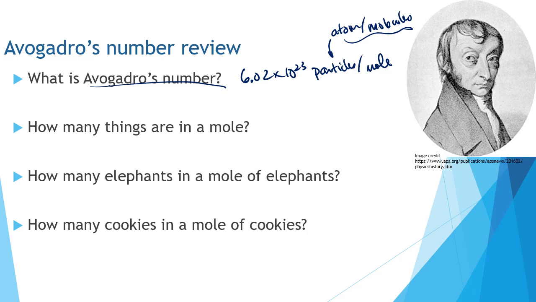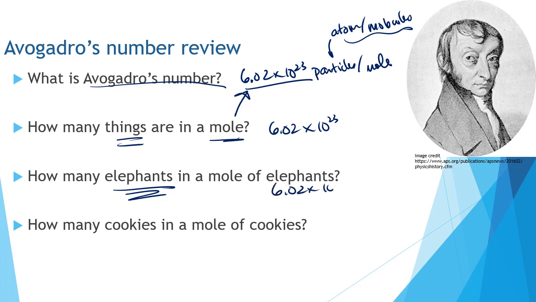So Avogadro's number, 6.02 times 10 to the 23rd. How many things are in a mole? Well, there's Avogadro's number of things in a mole. There are 6.02 times 10 to the 23rd things in one mole. Things like atoms or molecules or even elephants. How many elephants in one mole of elephants? There are 6.02 times 10 to the 23rd elephants in one mole of elephants. How many cookies in a mole of cookies? There are 6.02 times 10 to the 23rd cookies in one mole of cookies.